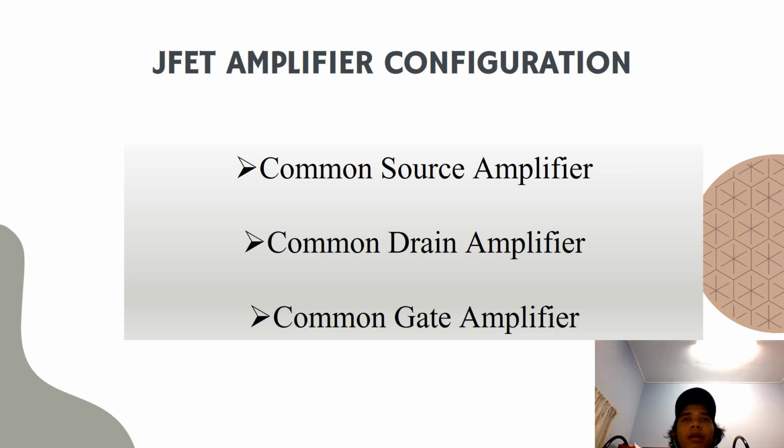JFET amplifier configuration. The first one is common source amplifier. Second one is common drain amplifier. And the last one is common gate amplifier.